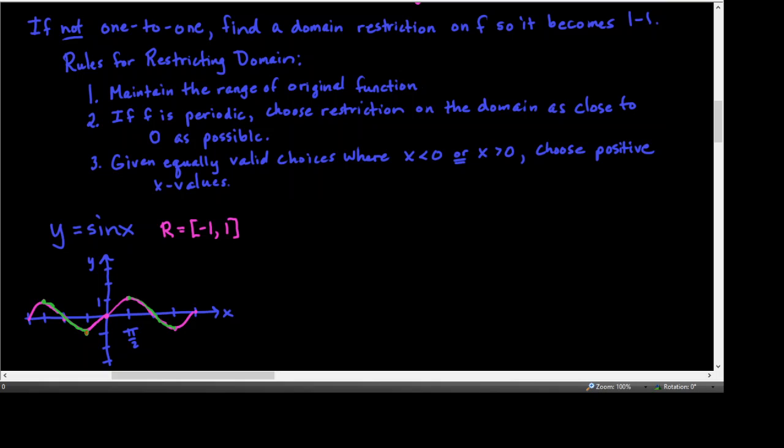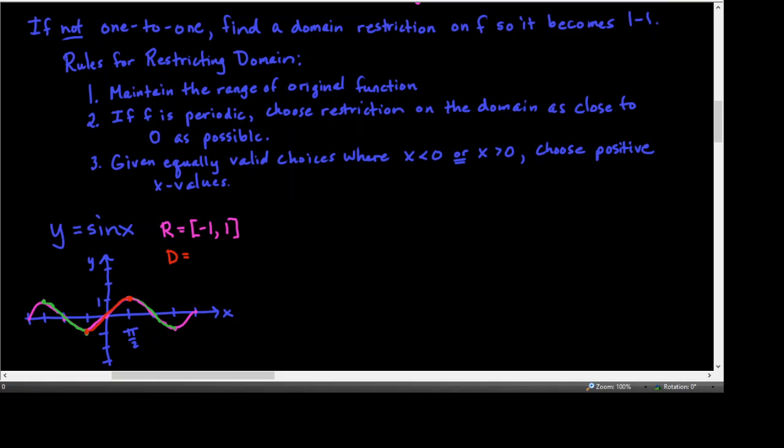What if we started at -pi over 2 and went to pi over 2? Would that keep all of the y values from -1 to 1? Yes. And is that as close to 0 as we can get? Yes. Now, in this particular one, we have x values that are both positive and negative, which is fine because 0 is in the middle of it, and that's actually more important than trying to get positive x's. So if 0 is right in the middle of your domain restriction, that's great. That's probably the best one because that's as close to 0 as you can get.